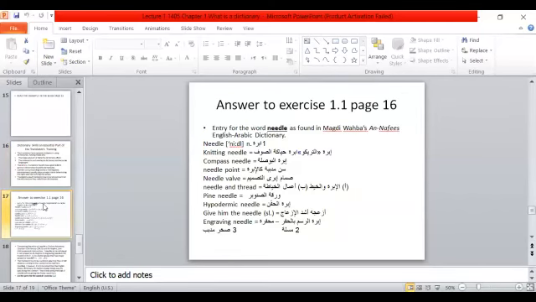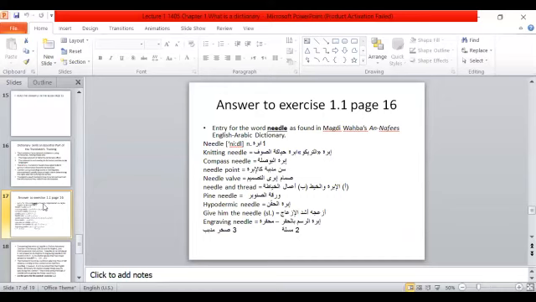Answer to exercise 1.1, page 16. Entry for the word needle as far as found in Megdi. What does the exercise say? The exercise says, make a search of the word needle in English, Arabic bilingual dictionaries and observe the following. The meanings given to the words in Arabic. So I'm first going to cite the meanings given to the words in Arabic. The overlap or mismatch in the main concepts and meaning given. Provide 3 examples where the word needle has different meaning in the Arabic translation.